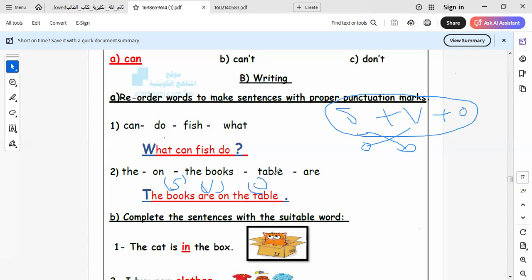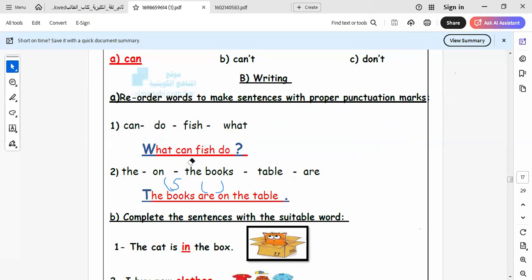Okay. Here is, the books are on the table. Here I start with the verb. Here I start with the keywords. This is the keywords question. I make a replacement. Replace the verb. Here is the verb instead of what? Instead of subject. Here is the keywords question. What can fish do? Let's go to another item here.